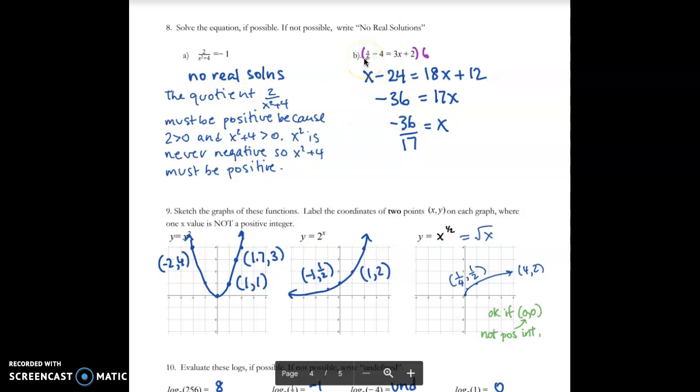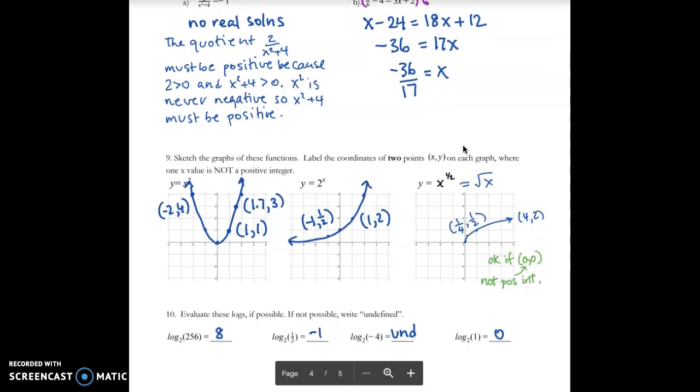This equation does have solutions because there are no range restrictions on either side of the equation here. So we simply multiply both sides by 6 to get rid of this fraction. So x over 6 times 6 is x. Negative 4 times 6 is negative 24. We got 18x plus 12 after we distribute the 6 to each term on the right side of the equation. I combine like terms by moving the 12 over to the left and subtracting x from both sides. So I get negative 36 equals 17x, and x is negative 36 over 17.